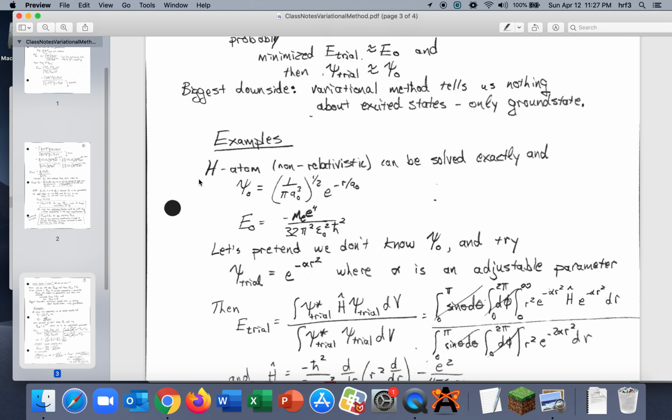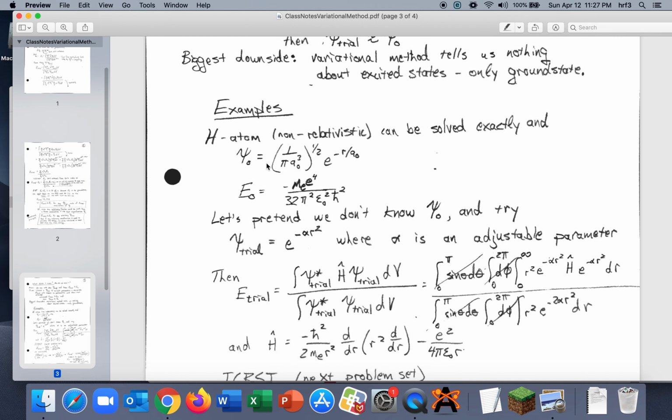So for the non-relativistic hydrogen atom, we can actually solve that exactly. So then you're like, why are we using an approximate method? But it's still good because we can test if the approximate method works, if we know what the answer should be. So this is our ground state wave function, ground state eigenfunction, and we know that that's in your textbook. I don't know why, but this lowercase m looks weird to me. That's just the mass of the electron.